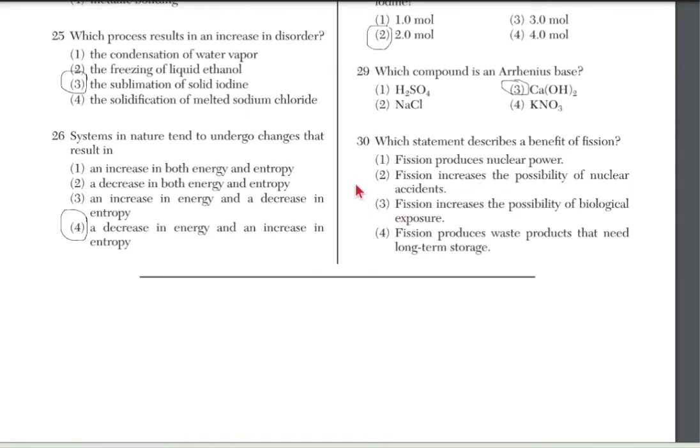Which statement describes the benefit of fission? 1 is the only benefit because everything else that happens is things that you wouldn't want to happen.